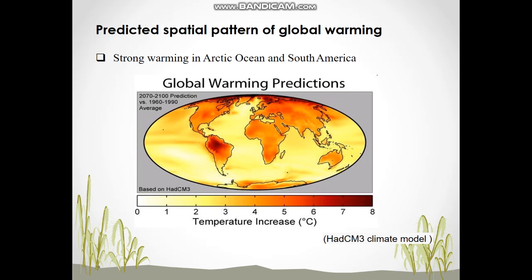And this map is based on the HadCM3 climate model as used by the IPCC.